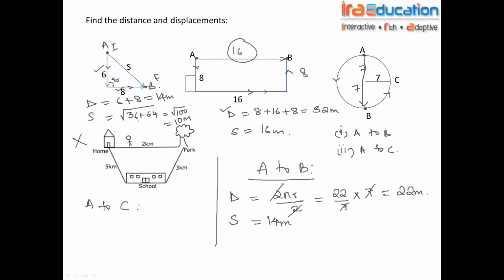No need to do this one. I got 7 root 2, ma'am. That's the displacement. I want the distance. Ma'am, the distance is 11 meters. Ma'am, the distance is 33 meters. Okay. 33 meters. See guys, distance, can I write 3/4 of the circumference.